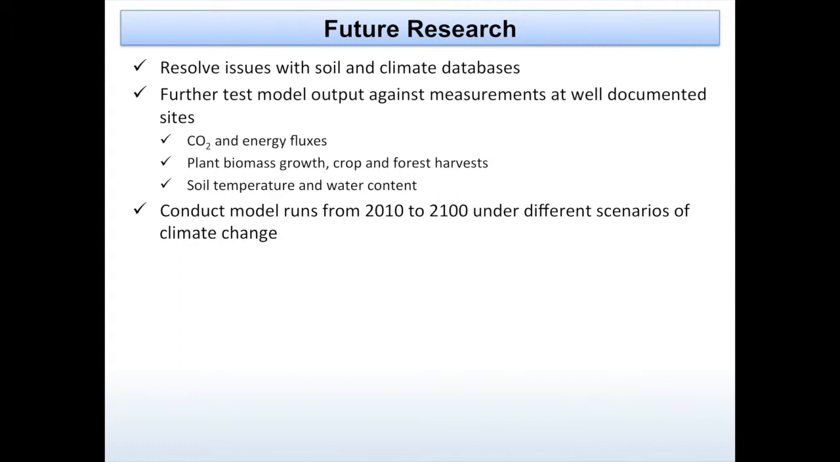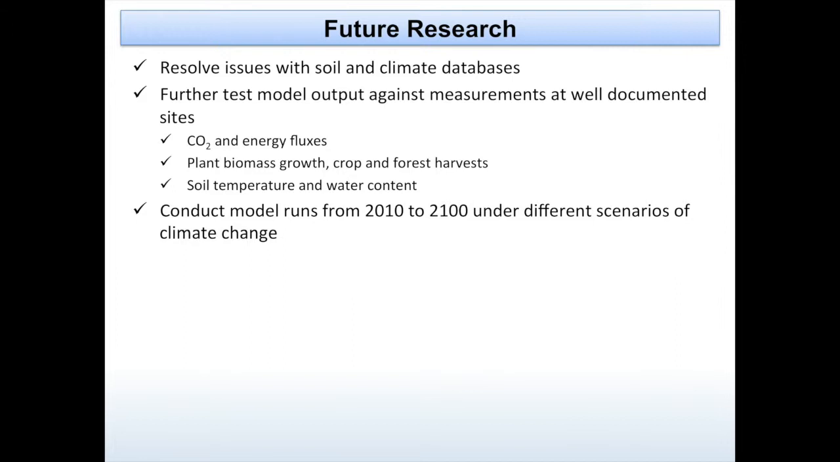We are continuing to test our model outputs against measurements at well-documented sites, CO2 and energy fluxes. I showed you some of the CO2 fluxes, just a snapshot. We do that at a whole range of sites to really track whether the model can capture the short-term fluctuations at diverse sites across the continent. Plant biomass growth, crop and forest harvest, that'll be interesting. We can actually have access to the NASS database as well as Stats Canada looking at harvest yields. Are we able to model those harvest yields as well as the forest harvest? There's a forest carbon inventory which has forest harvest from different areas.